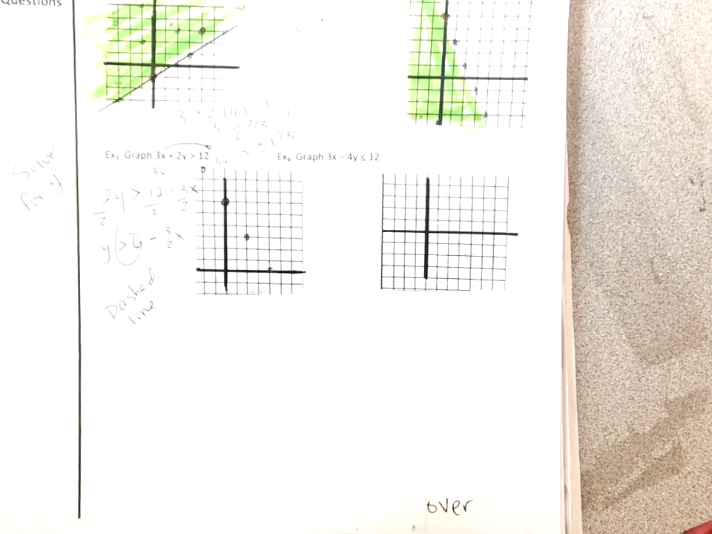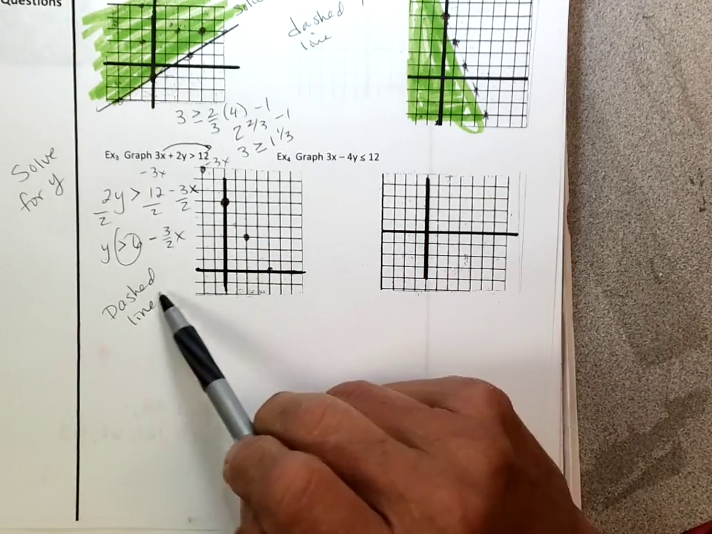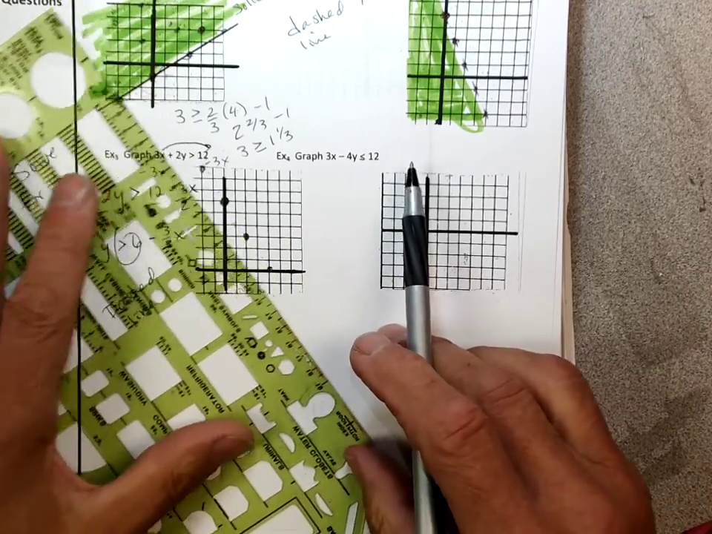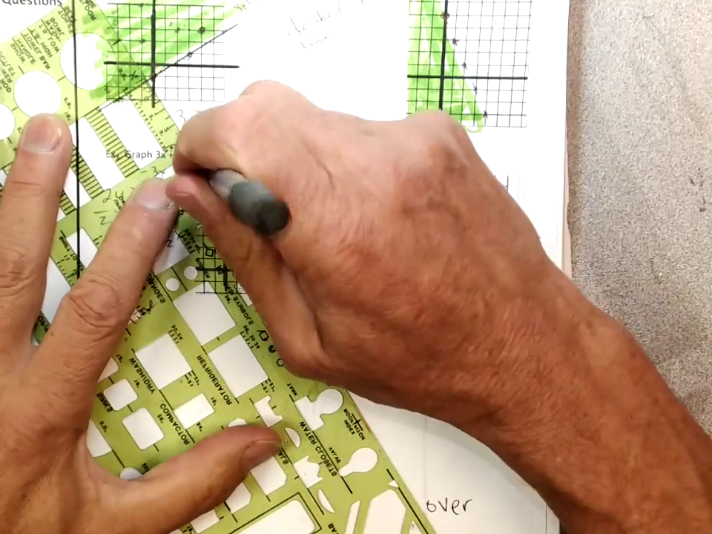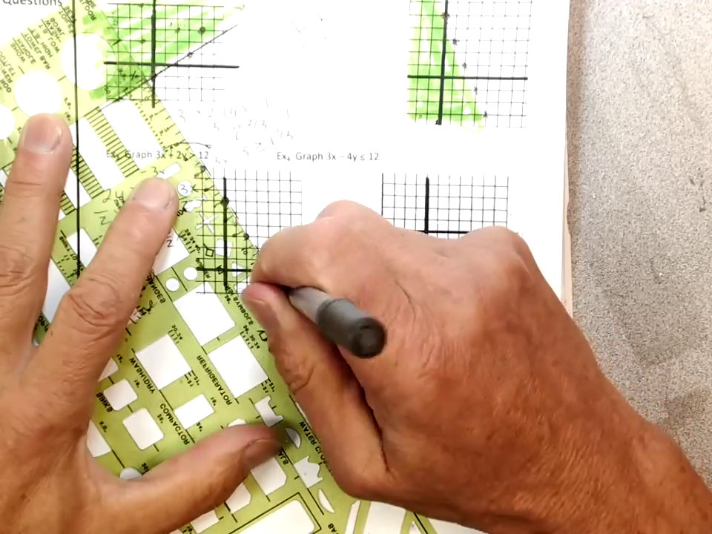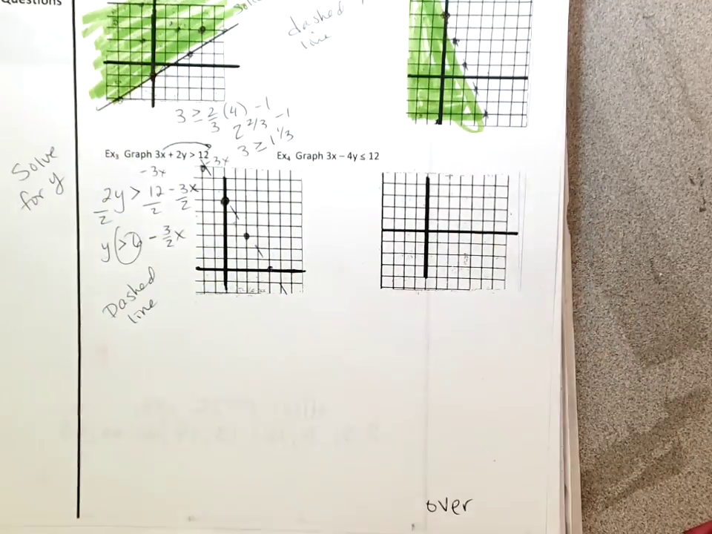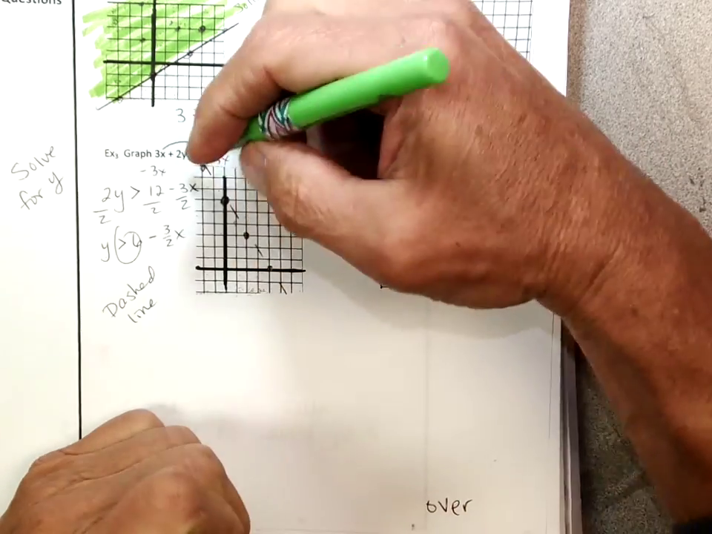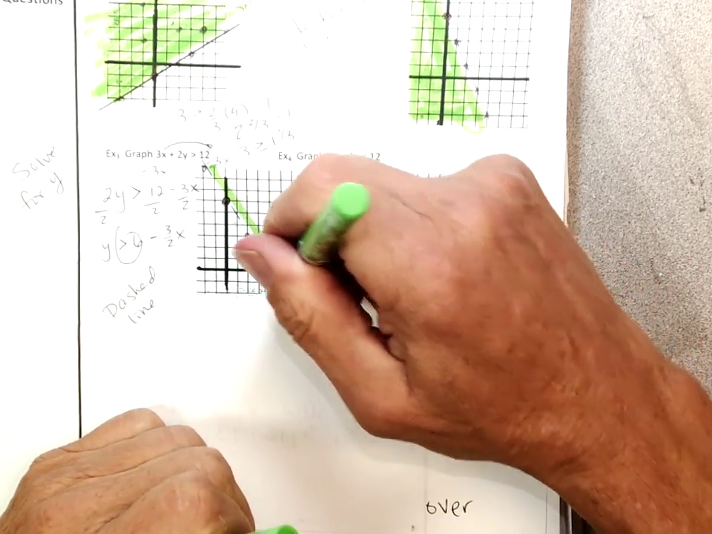Now again, we discussed the fact that it's going to be a dashed line because it does not have equal. So it doesn't include the line, but everything greater than the line. So just make my dashed line. And then I'm going to shade. It says greater than, so I'm going to shade everything above my line, which is all of these points in here.